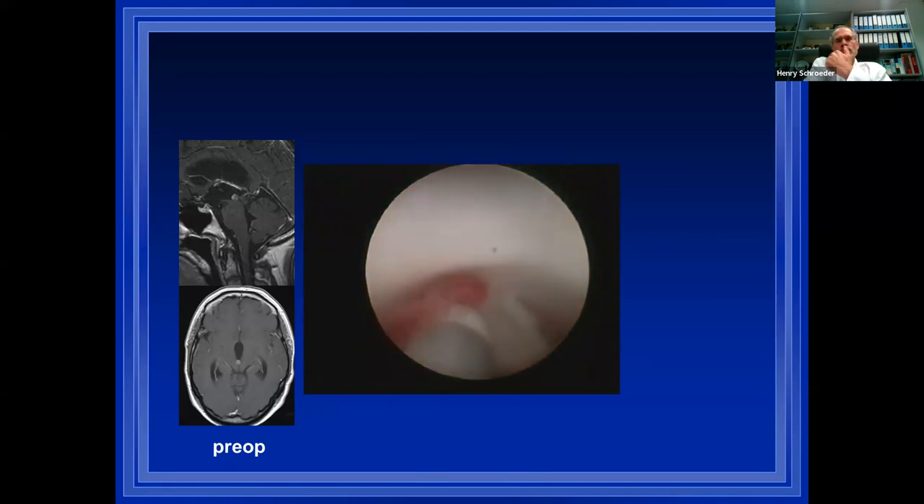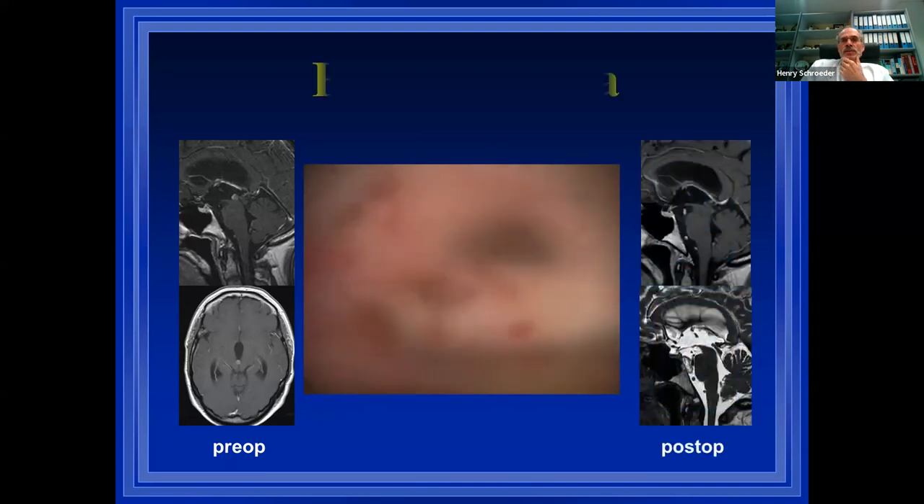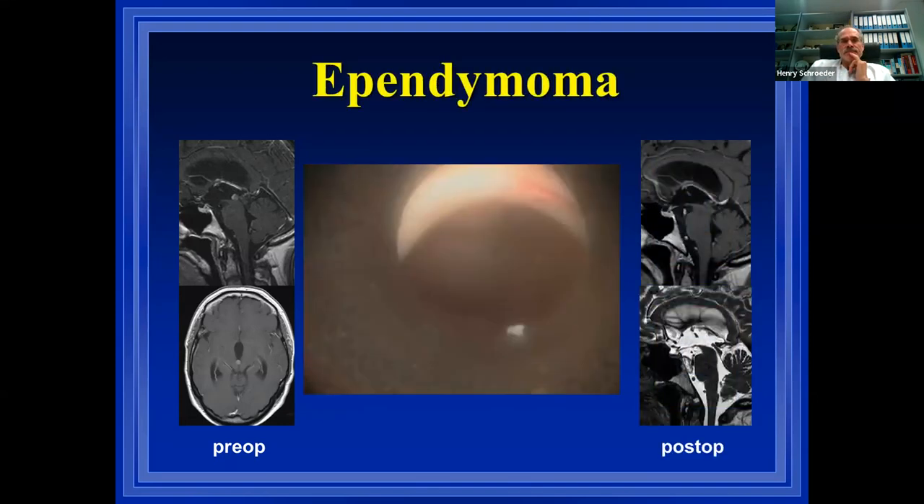So if you have small tumors, of course, endoscopy allows a gross total resection of these tumors and you avoid any microsurgical procedure. But of course, it should be small, not too vascular. But you see, this looks very good, and it turned out to be an ependymoma.